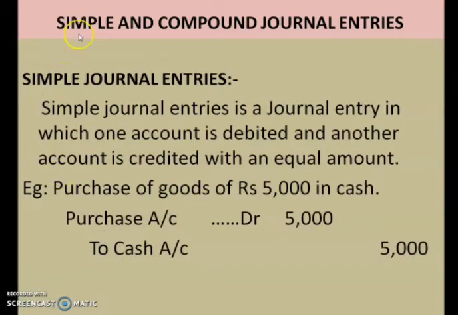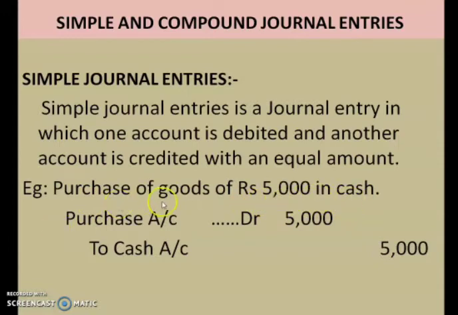First of all, we have to know what simple and compound journal entries are. A simple journal entry is a journal entry in which one account is debited and another account is credited with an equal amount. Here is one transaction: purchase of goods for rupees 5,000 in cash.